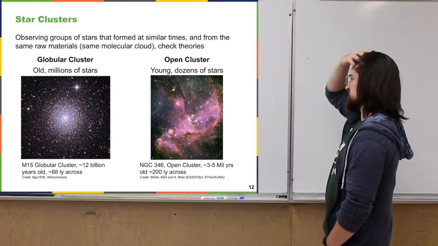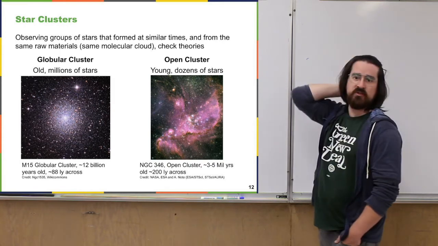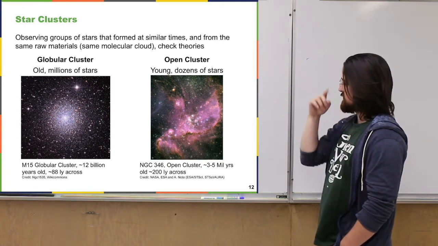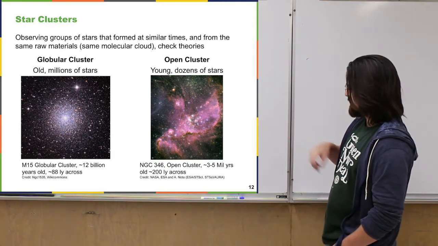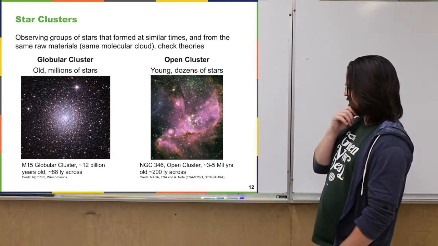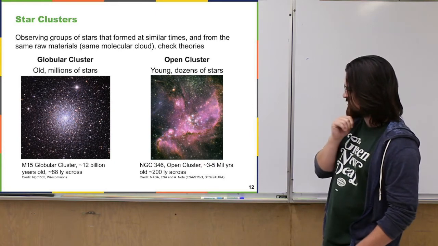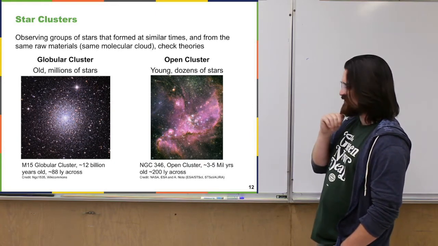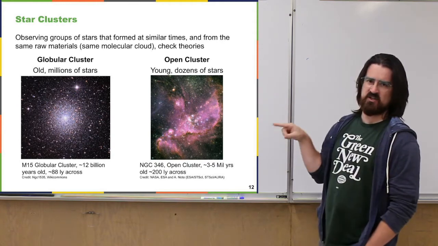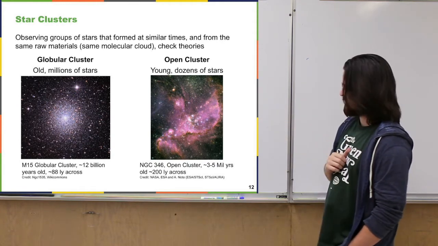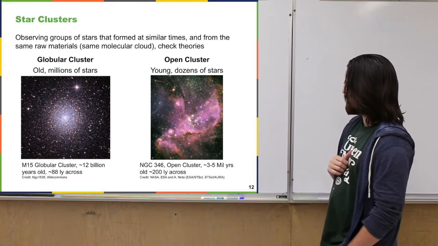The open clusters, on the other hand, are generally pretty young stars and not a whole lot of them, a few dozen stars. This image is of NGC 346, and it's estimated to be only about 3 to 5 million years old. It's more than 1,000 times younger than the globular cluster there. Pretty large though, 200 light years across.